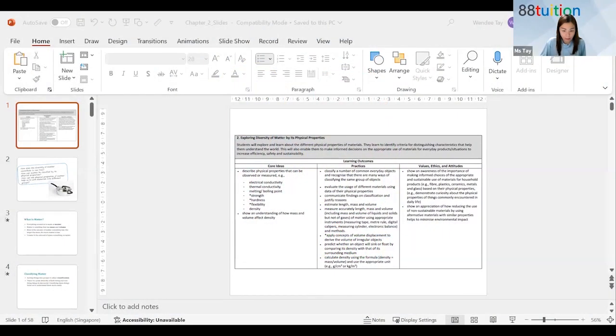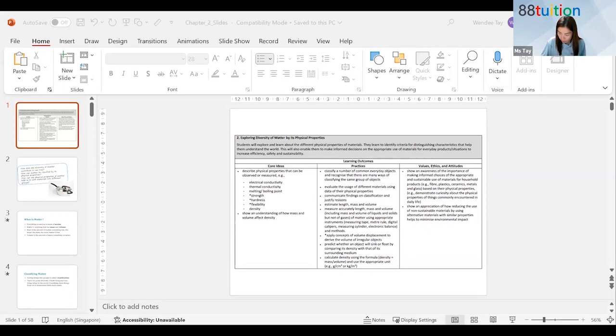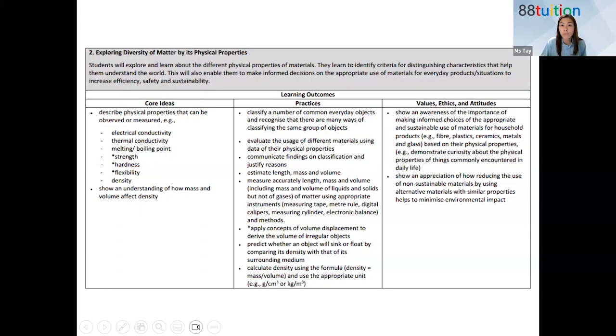Okay, so let's start with this. Now, if you look at this screen here, the words look small. Can you see? If you are struggling, not to worry. What is this about? This is actually from the syllabus document. So in the syllabus document, you will be told what you are expected to know for this topic.